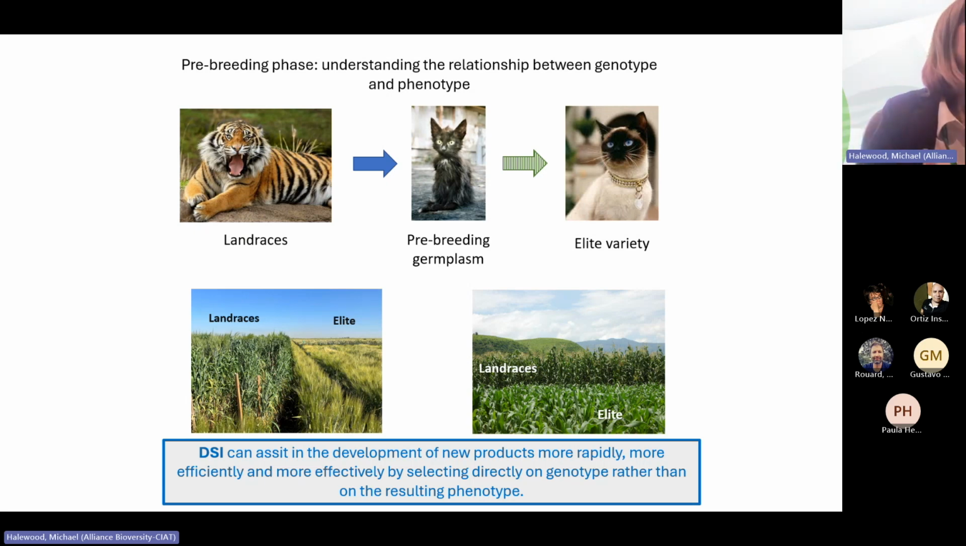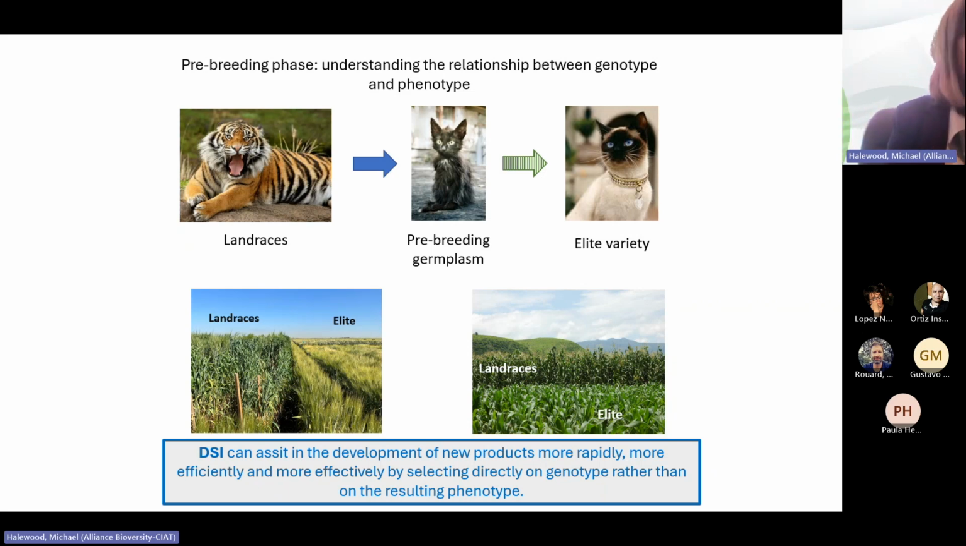So what breeders or pre-breeders do is transform this tiger into something similar to a cat. It's not a nice Siamese, but it looks more like a cat. So we can split it into a pre-breeding program and finally a breeding program.